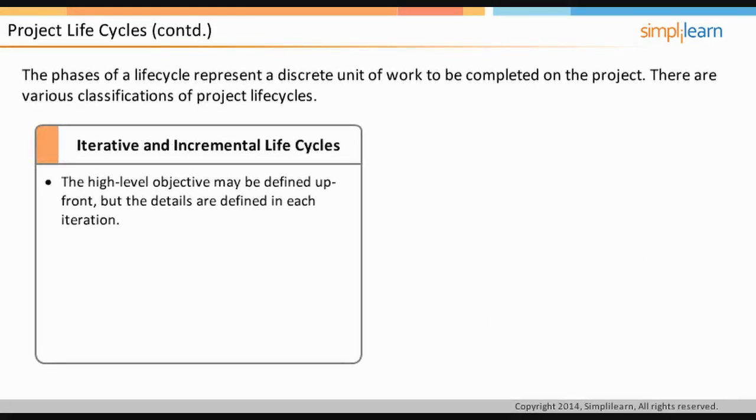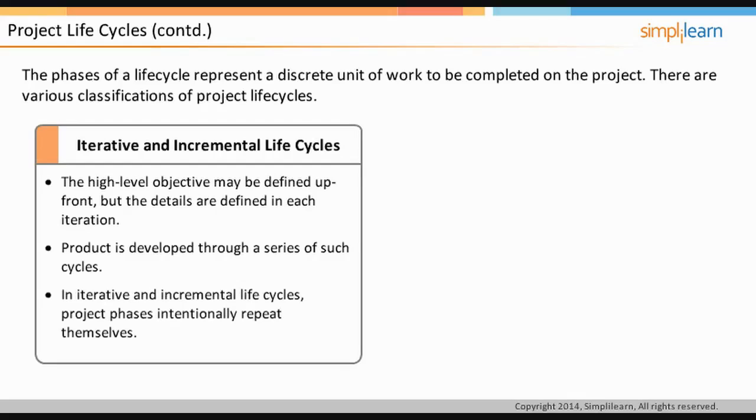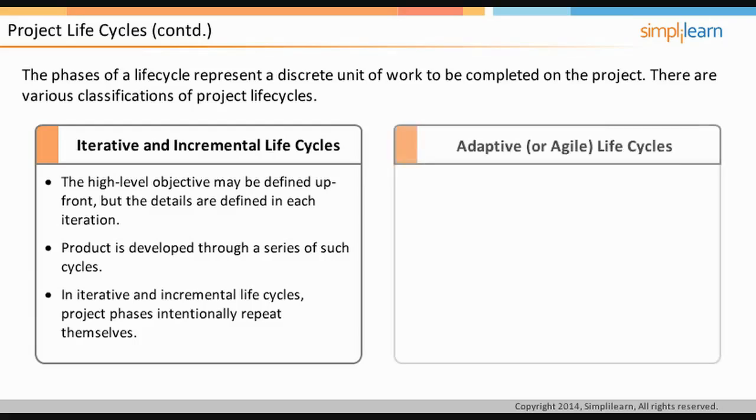Incremental and iterative life cycles have a short upfront high-level definition and planning phase. The product is then developed through a series of iterations, where each iteration increments or adds to the functionality by a little. All the activities are intentionally repeated in iterations.